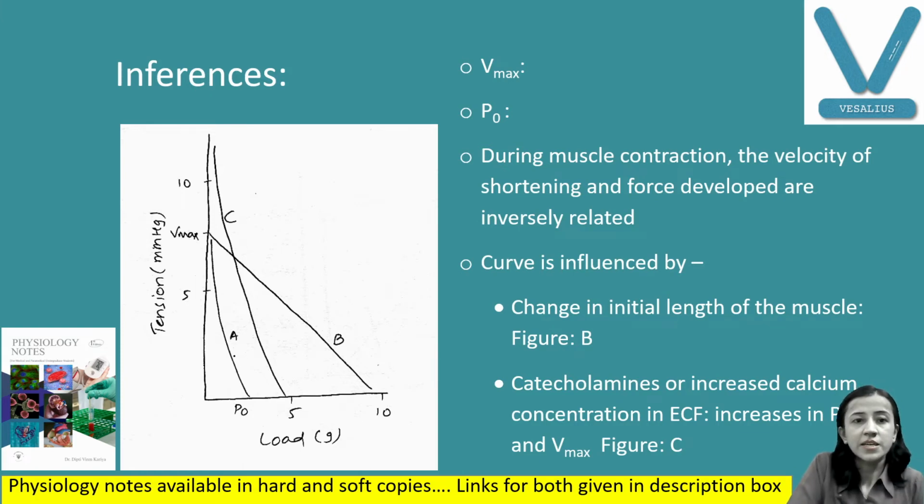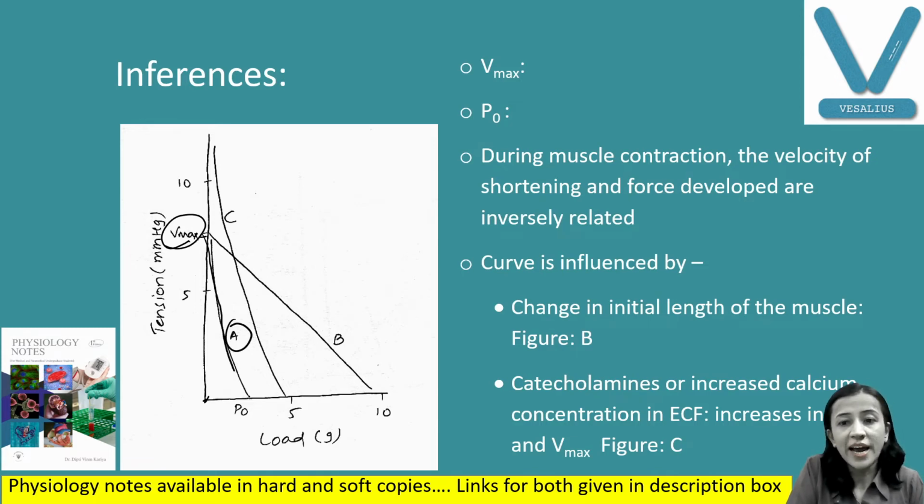Now here one important thing is V maximum. What is this V maximum? This is the load and tension relationship. When the load is zero, the velocity of shortening is maximum. As the load increases, velocity of shortening decreases. This is for the normal heart, A. And the load at which velocity of shortening is zero, that is P0.